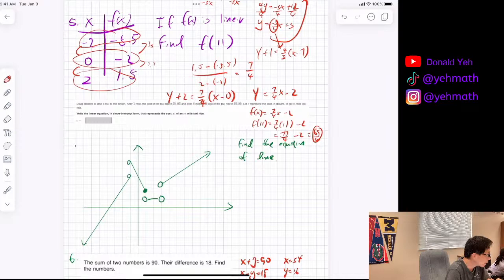Anytime you have 2 points, this is very important for pre-calc. It's called finding the rate of change. In pre-calc, we're gonna use a different name. That's it. If I say find the rate of change of something, take 2 points, find the slope.